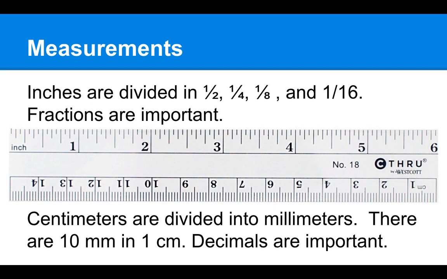The other side of the ruler is in centimeters, and centimeters are divided into tens, and they're divided into millimeters. So every tick mark between the 1 and the 2 is 1 millimeter. So for the metric system, which is meters and centimeters, decimals are incredibly important because it will simply be 2.1, 2.2, 2.3, 2.4 centimeters.